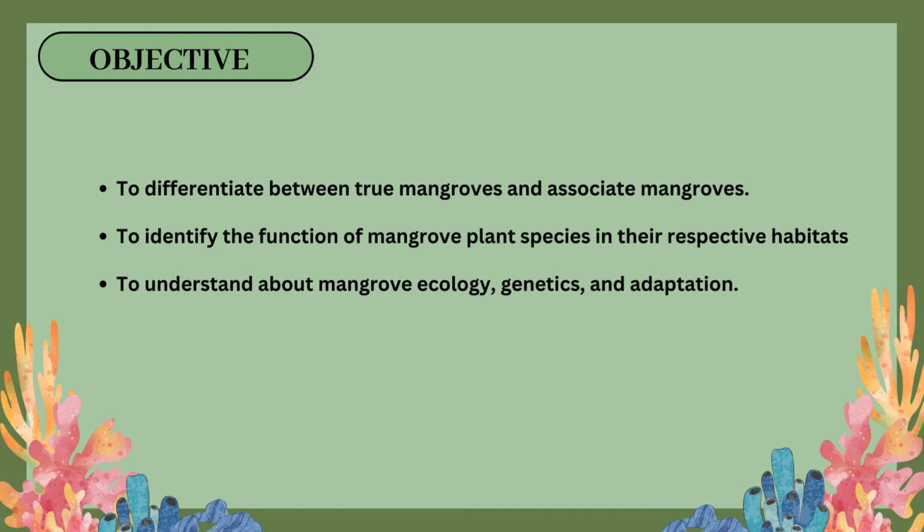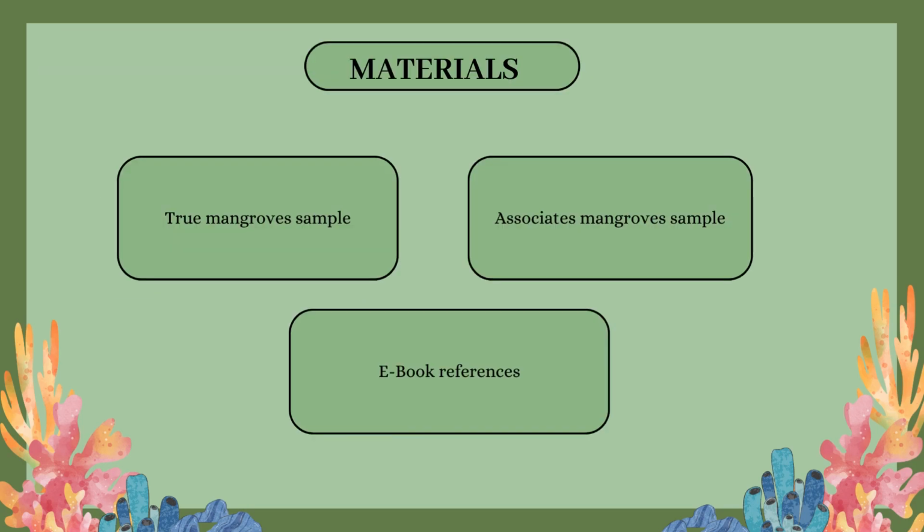For the objective, the first one is to differentiate between true mangrove and associate mangrove. The second one is to identify the function of mangrove plant species in their respective habitats. The last one is to understand mangrove ecology, genetics and adaptation. For material, we have mangrove samples, associate mangrove samples and ebook references.